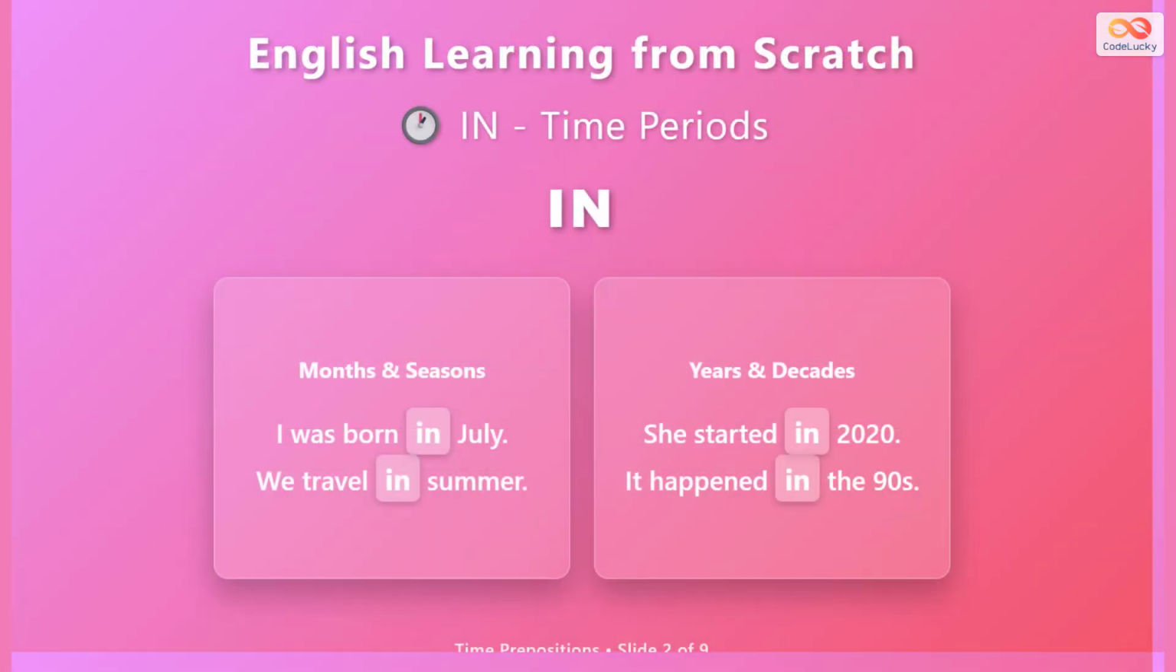The preposition in is used for larger periods of time. Use in with months, seasons, years, and long periods like decades. For example, you say in July, in summer, and in 2025. It shows something happens during that longer time frame.